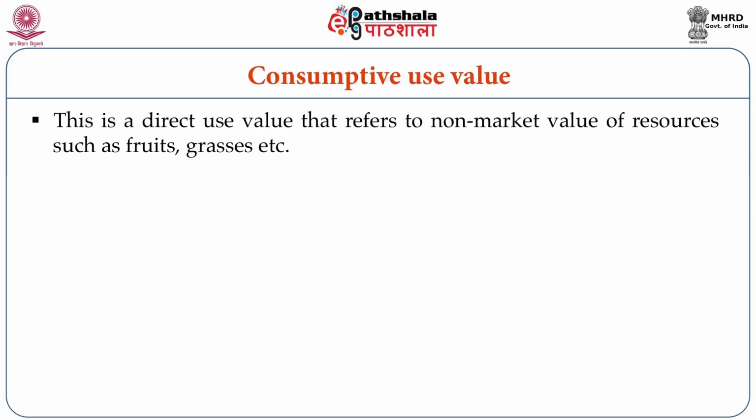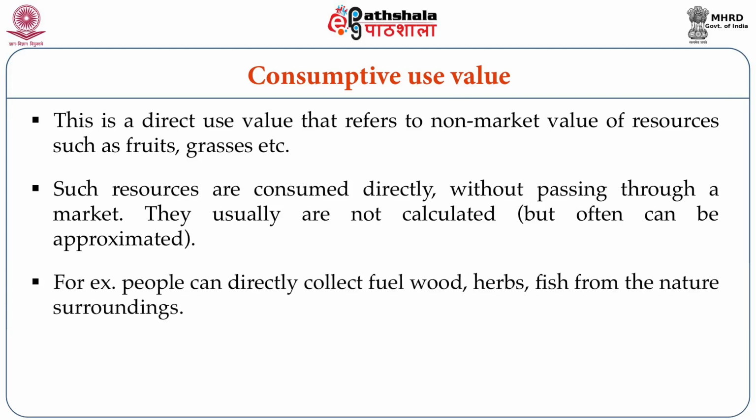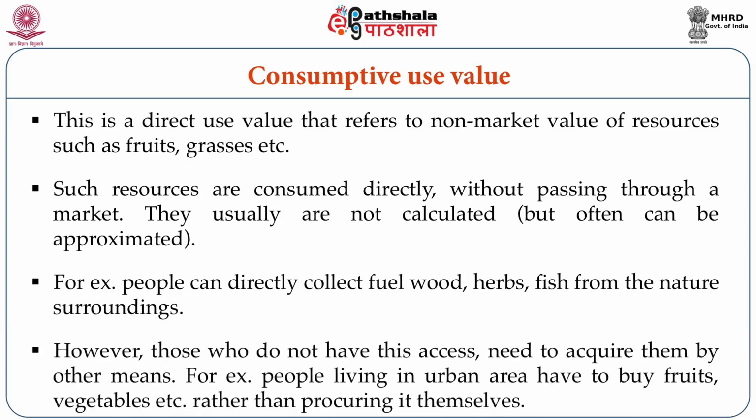Now let's look into the first category, which is the consumptive use value. Consumptive use value is a direct use value that refers to non-market value of resources such as fruits, grasses, etc. Such resources are consumed directly without passing through a market. They usually are not calculated, but are often approximated per se. For example, people can directly collect fuel wood or medicinal plants from the forest, fish or herbs from the natural surroundings. However, those who do not have this access need to acquire them by other means. For example, people living in urban areas have to buy fruits, vegetables, etc., rather than procuring them by themselves.